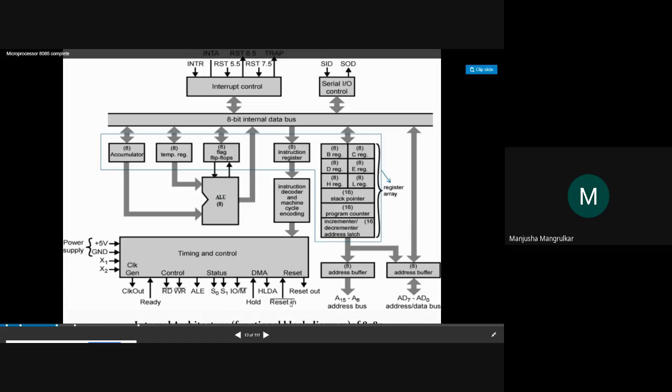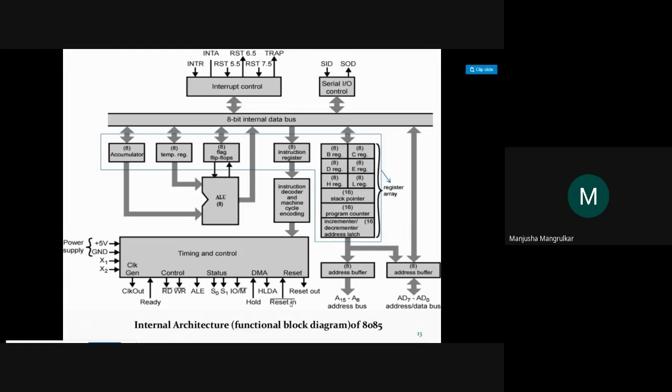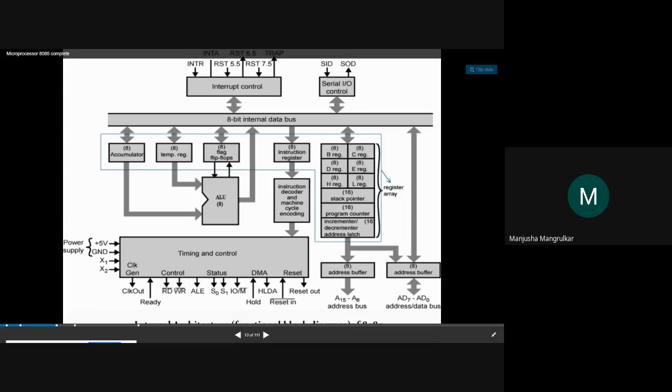Reset in: when you want to reset your mobile phone, you just reset and everything is reset. So when the processor is reset, it has to reset the dependent devices, so the reset out signal is also there, right? So these are the basic pins of the microprocessor. This is a 40-pin chip.